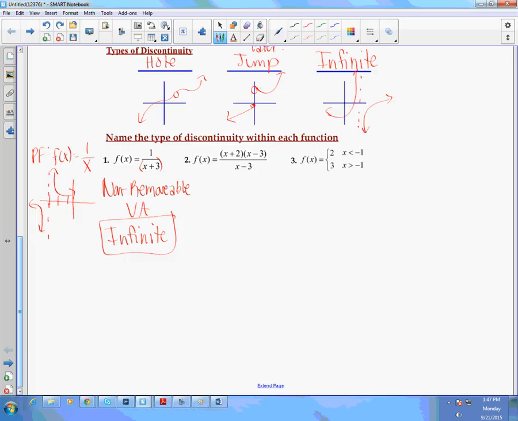Okay? But that's number 2. At what point? At 3. Good. So we have a removable discontinuity, which creates a hole at x equals 3. It is a hole discontinuity.